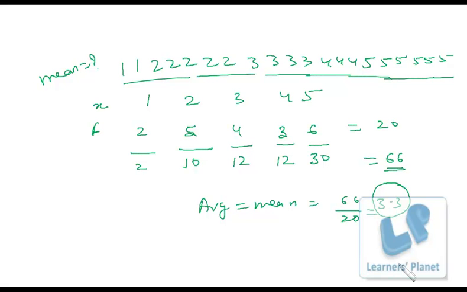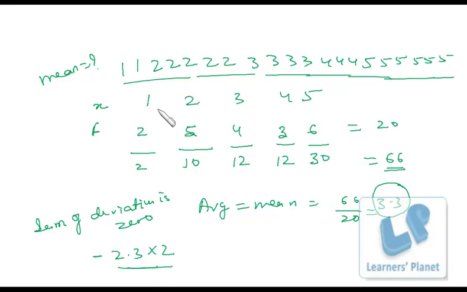Now in this case also the sum of deviations will be 0. You can see the sum of deviations is 0, right? Now we know that the mean is actually 3.3, right? So 1 is minus 2.3 and 1 is appearing 2 times. So the total deviation is minus 2.3 into 2. That's really important. We have to calculate the total deviation, right? 1 is 2.3 less and 1 is coming 2 times. So the total deviation is minus 2.3 into 2.